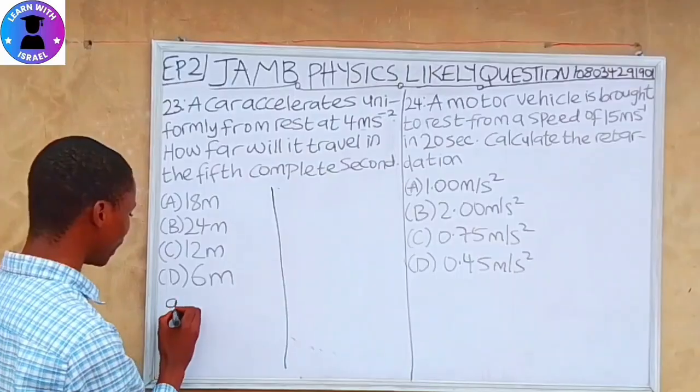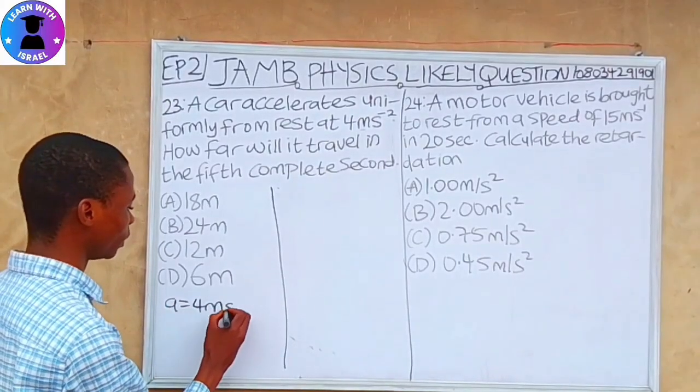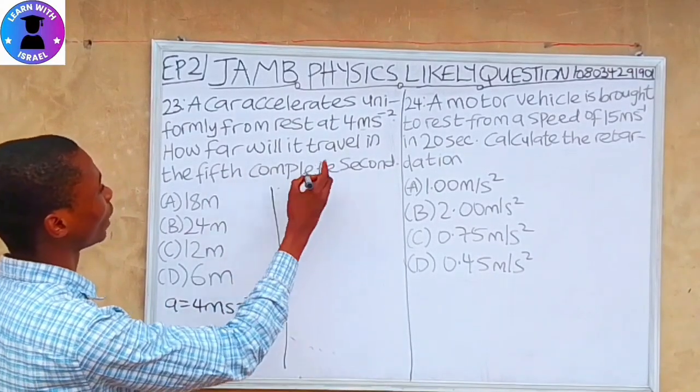Our acceleration is 4 meters per second square. What other thing do we have?